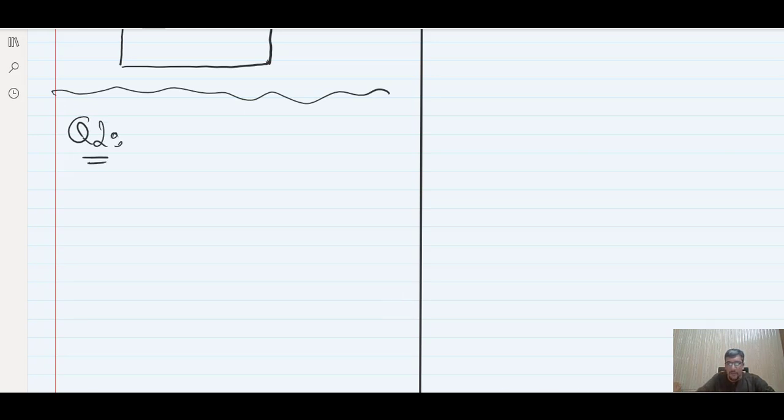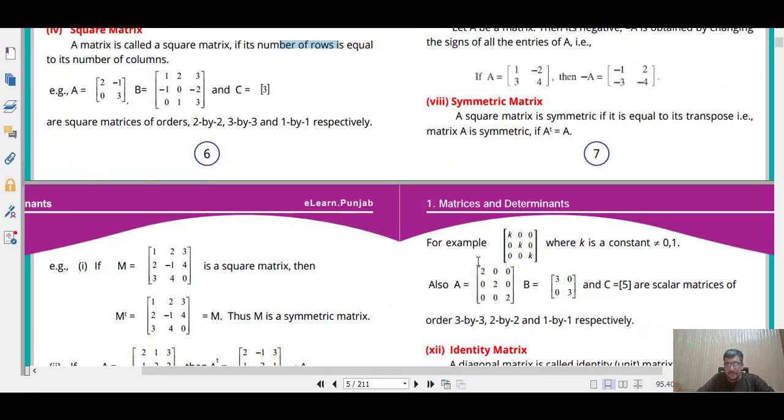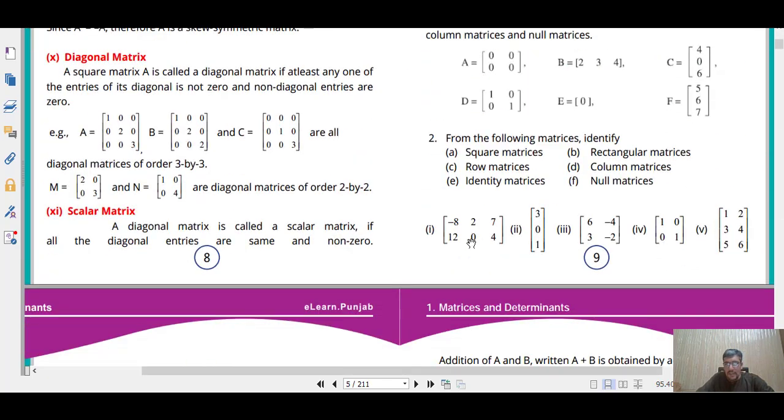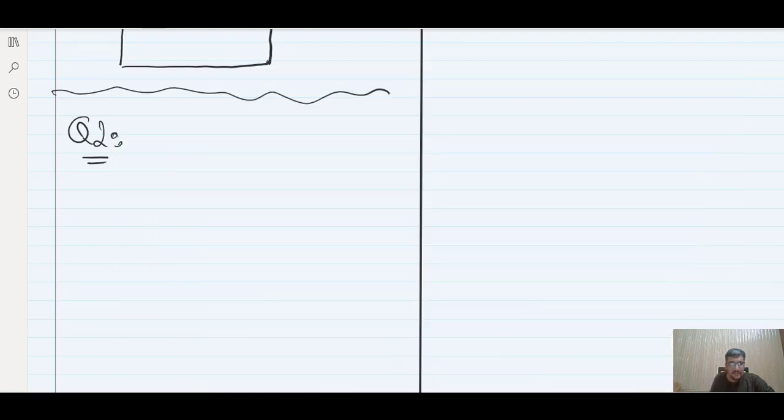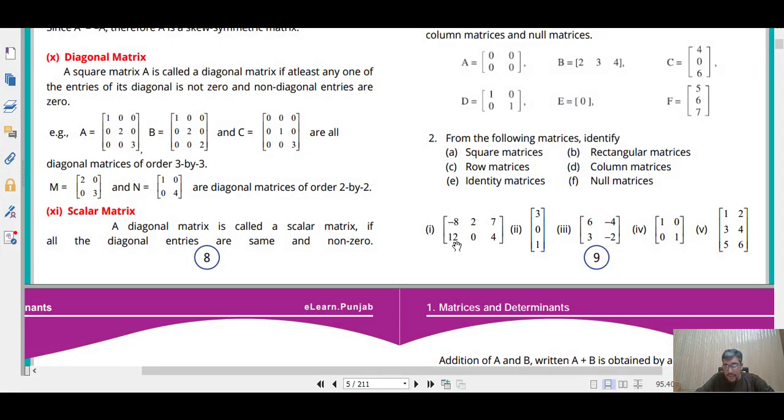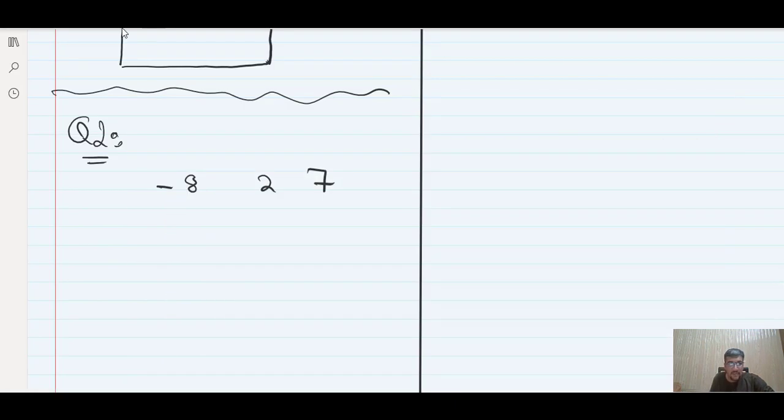So first part I am going to solve. First part is the entries from -8 to 7. And then one more row is given, that is 12, 0, 4. The entries of the next row are 12, 0, and 4.